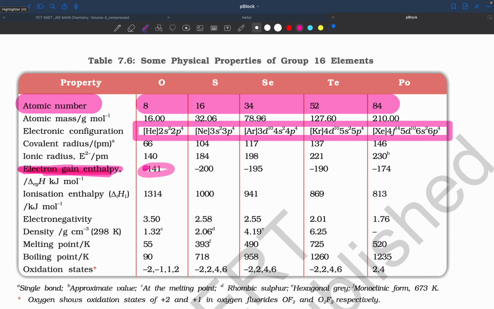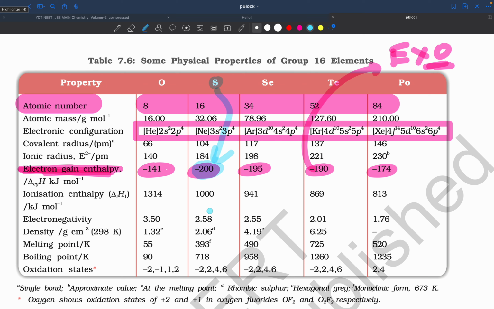Oxygen is how much? Minus 141. Sulfur is minus 200. Selenium is minus 195. Tellurium is minus 190. Polonium is minus 174. What is the meaning of the value here? The minus sign denotes that it is an exothermic reaction; the minus has no significance with the value, it denotes that energy is being released. But the magnitude of the value, whose is the highest? Tell me, whose is highest? Sulfur, isn't it? So sulfur has the highest.